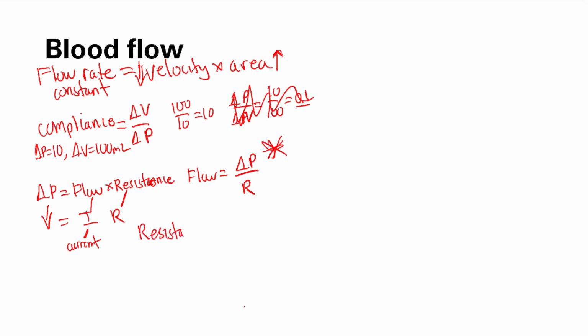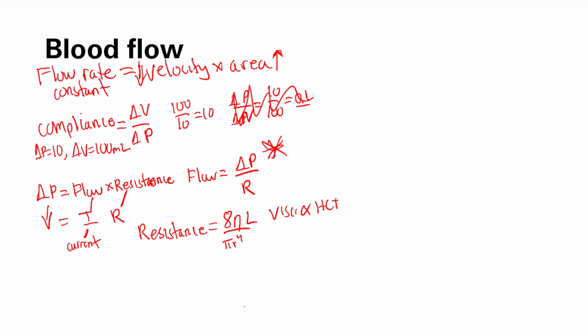There's an equation for it, where resistance equals 8 times viscosity, this is the symbol for viscosity, times length over pi r to the fourth. Okay, so quick thing on viscosity. Viscosity is pretty much dependent on hematocrit.